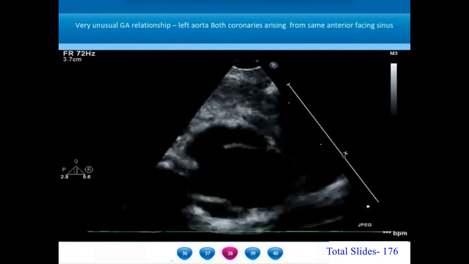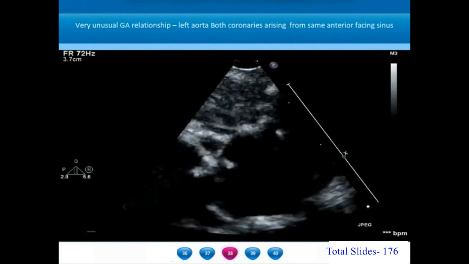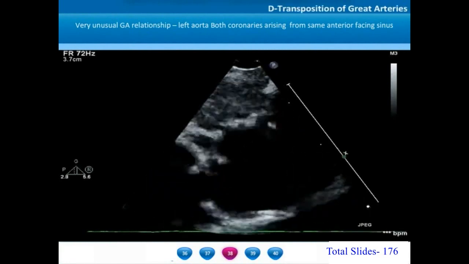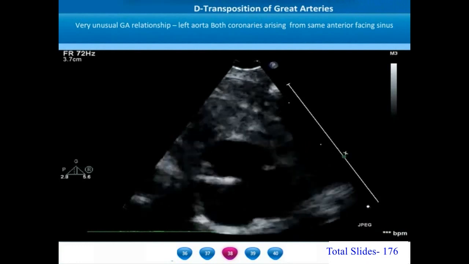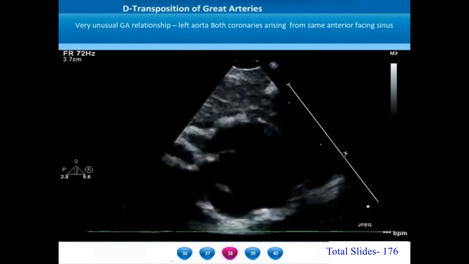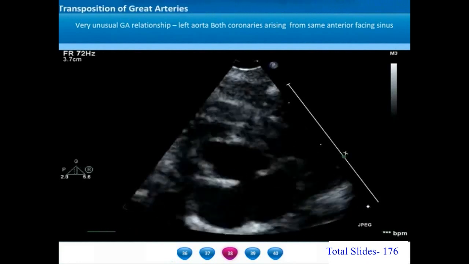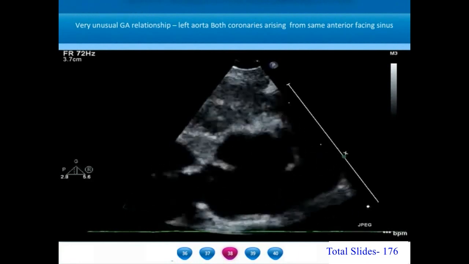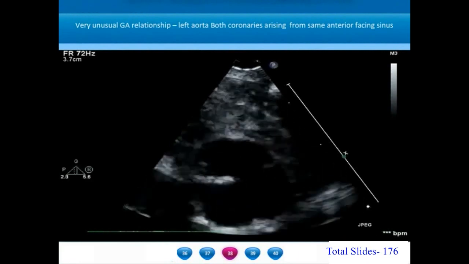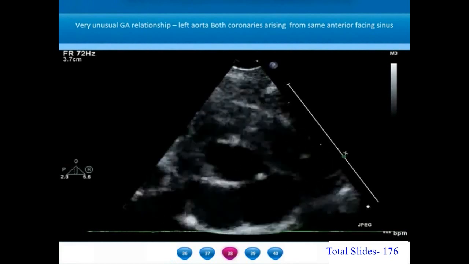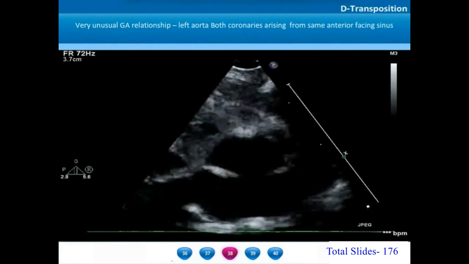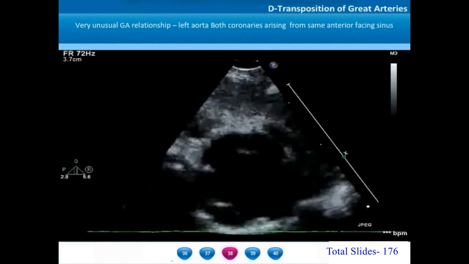Whenever there is a side-by-side great artery relationship in TGA, very often the aortic root will be on the right side and the pulmonary root will be on the left side. However, in extremely rare examples, the aortic root can be on the left and the pulmonary root can be on the right. This is an example of an extremely unusual great artery relationship where there is a side-by-side great artery.